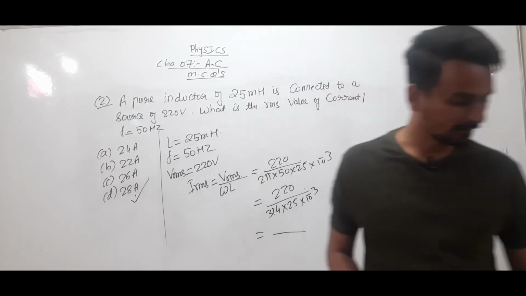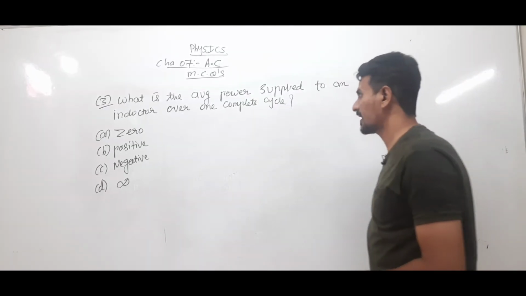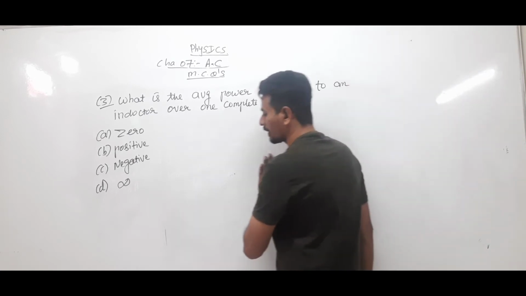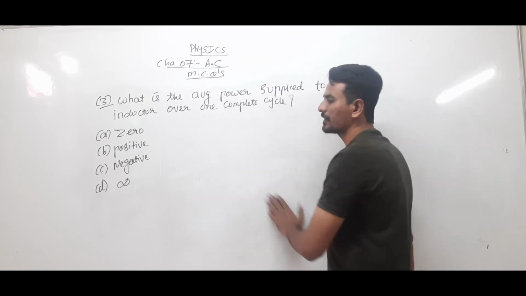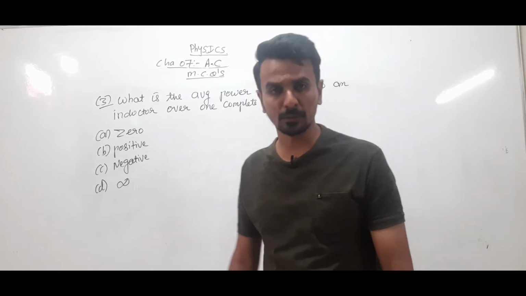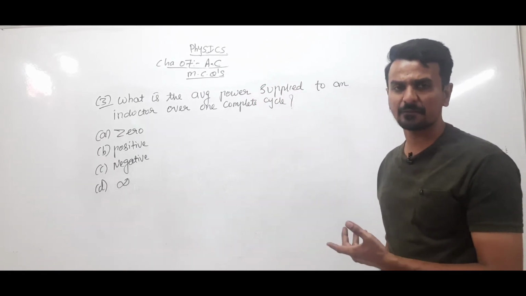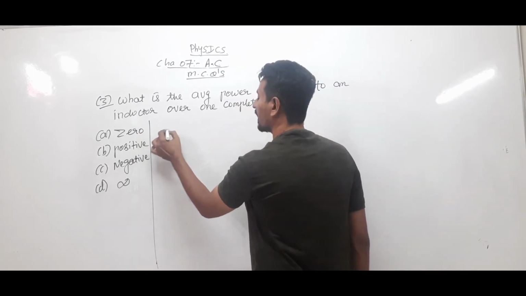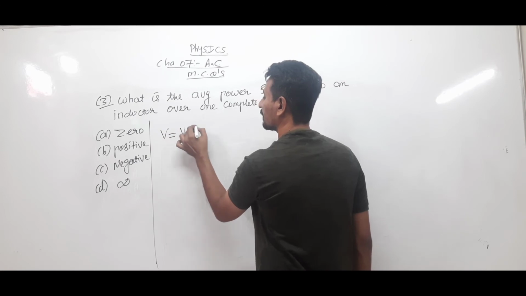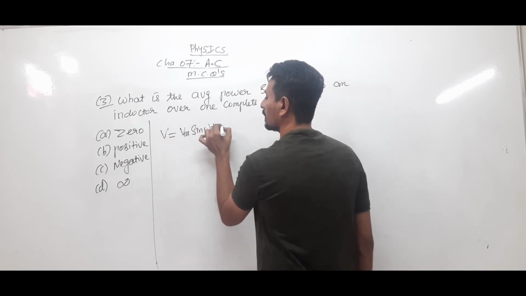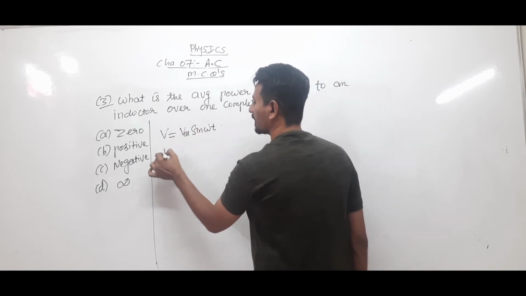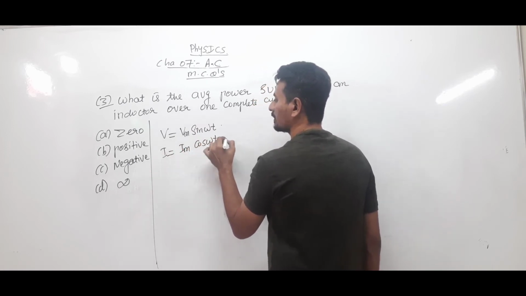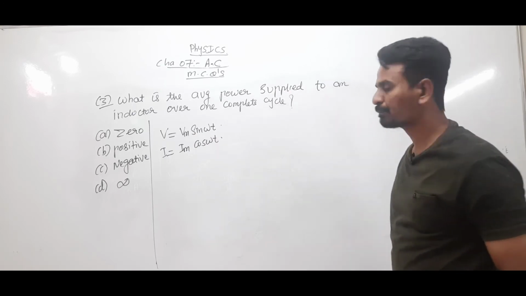Okay. The next one. Third one. What is the average power supplied to an inductor over one complete cycle? For a pure inductor, average power over one complete cycle will be 0. We'll do it this way: let us take voltage as Vm sin omega t, or Vm cos omega t, whatever. Then the current will be Im cos omega t. There is a phase difference of pi by 2.